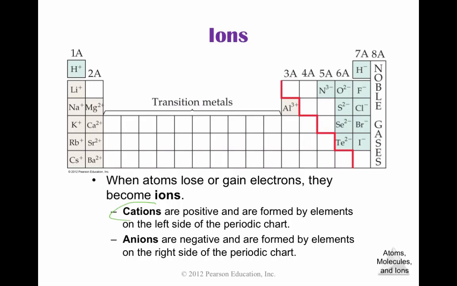You have the cations, which are positive. Remember, the t looks like a plus, and you have happy cat. Cations are positive and they are formed by elements on the left side. Metals form your cations. Anions are negative, formed by elements on the right side, the nonmetals. So you have the cations, which are positive, and the anions, which are negative.